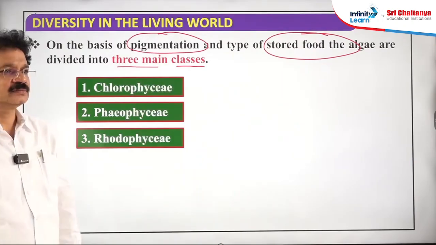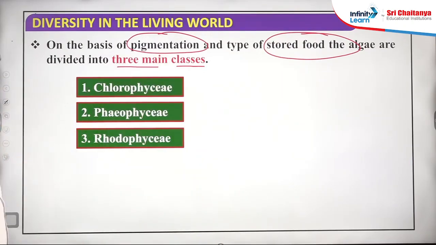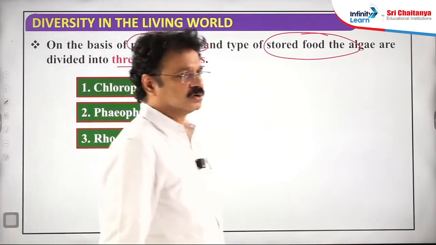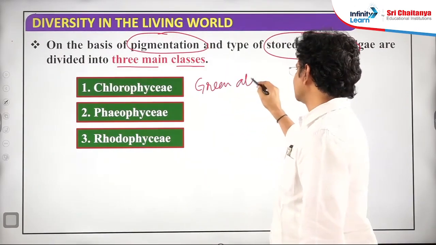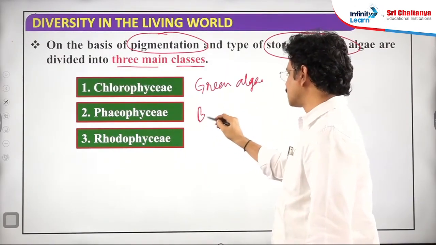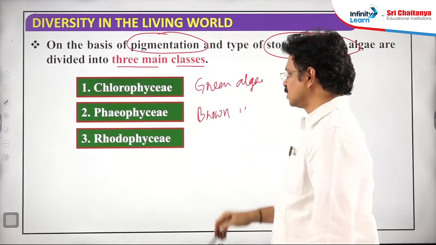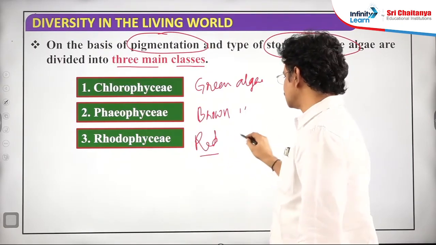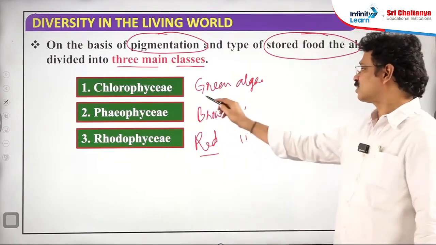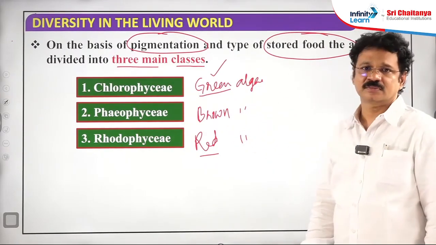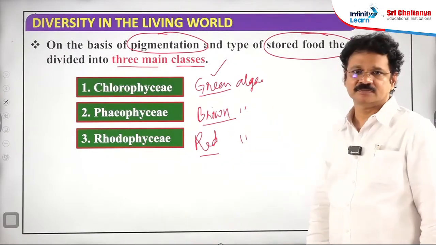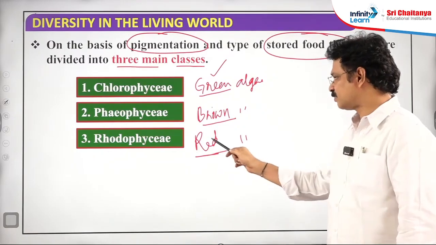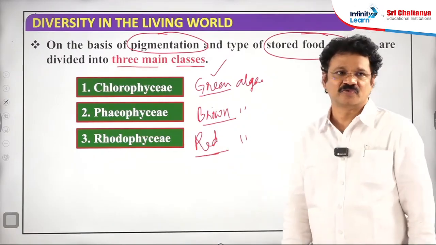Such are chlorophyceae, phaeophyceae, rhodophyceae. What is the common name of chlorophyceae? Green algae. The common name of phaeophyceae is the brown algae. Rhodophyceae, red algae. Green color causing pigments are more in quantity in green algae. Brown color causing pigments are abundantly present in brown algae. Red color causing pigments are abundantly present in red algae.